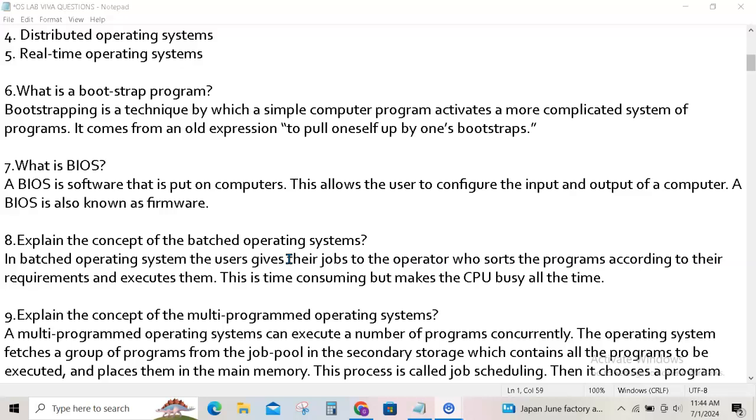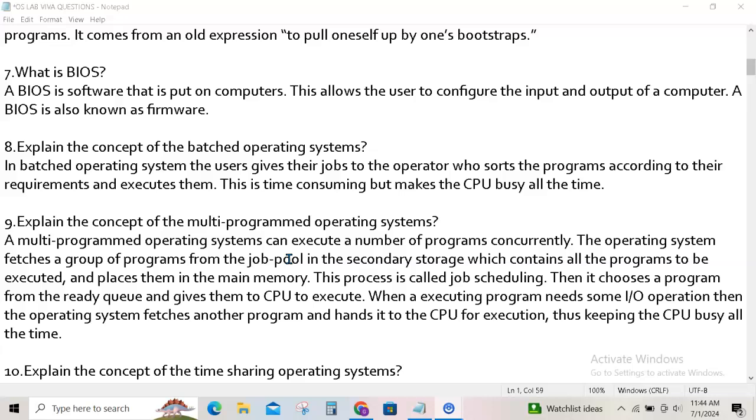Next, what is a bootstrap program? It is a simple computer program that can activate a complicated system of programs. What is BIOS? BIOS is a software that is present in all computers, which allows the user to configure the input and output of a computer. BIOS is also known as the firmware.